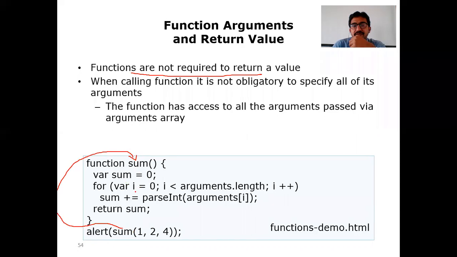Now sum equal to 0, for i equal to 0, i less than arguments dot length, i++. In JavaScript, the input will be treated as strings. So again, we need to convert into whatever type of data we require. That is parseInt. We have parsers in JavaScript, parseInt for converting. Now when you are giving alert of sum of 1, 2, 4, if you are giving inputs externally, you can read those inputs one after the other.